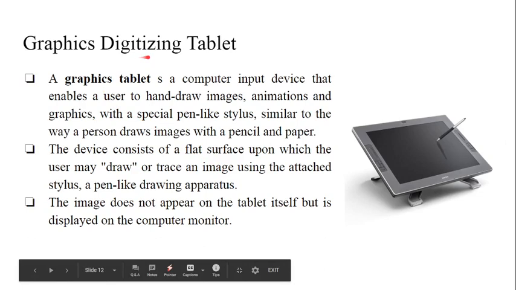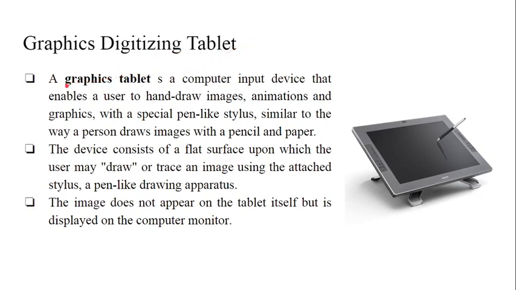Next is graphics digitizing tablet. A graphic tablet is a computer input device that enables a user to hand draw images, animations, and graphics with a special pen-like stylus, similar to the way a person draws images with a pencil and paper. When we draw or write on this graphics tablet, this data that we write or draw is not displayed on this tablet. It is just displayed on the monitor to which it is connected.